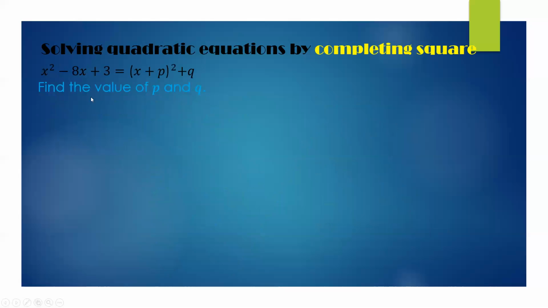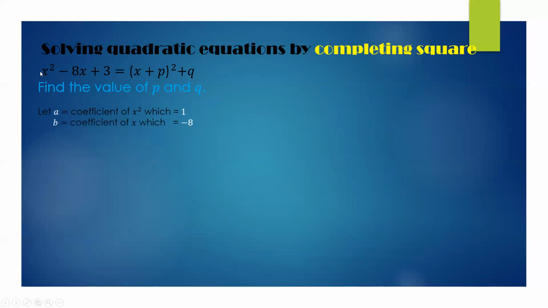All right, there is one question like that: x squared minus 8x plus 3 equal to (x plus p) squared plus q, and then this one. So the question now is asking what is the value of p and q. Okay, this is the question. The question also never tells you you must do completing square, but from this method, as I said, when you see this thing, you should know this is actually a completing square format. So you need to do completing square of this.